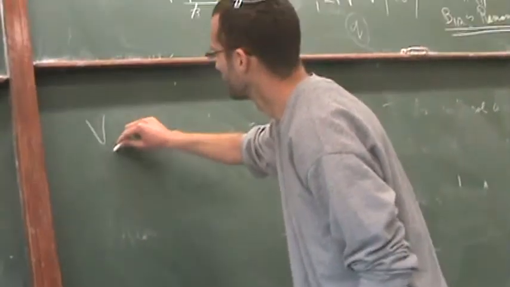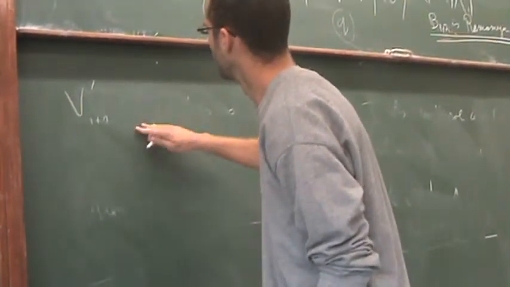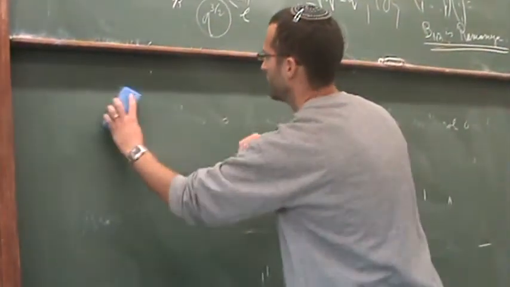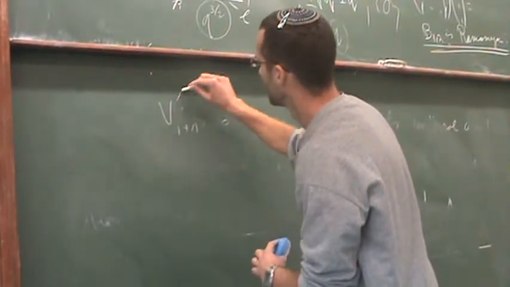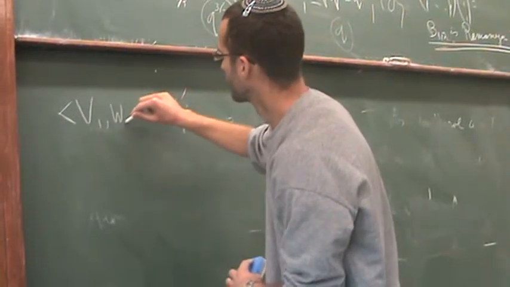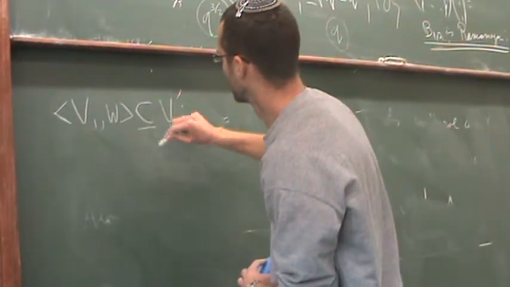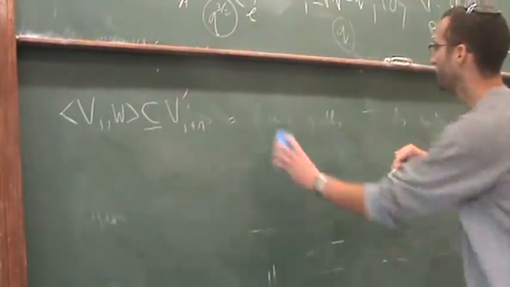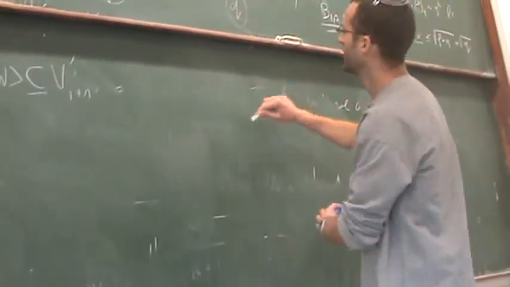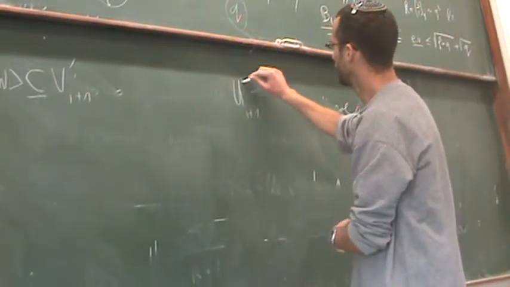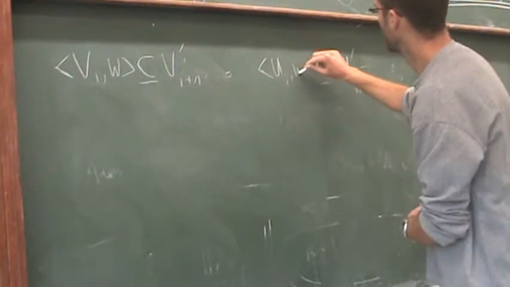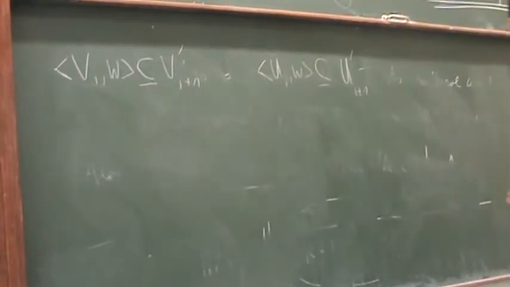I replace vi plus 1 with vi plus 1 prime, which contains vi and this vector from the intersection of the higher space. And similarly, I replace wi plus 1 with ui plus 1 prime, which contains ui and w. These are the new ones.